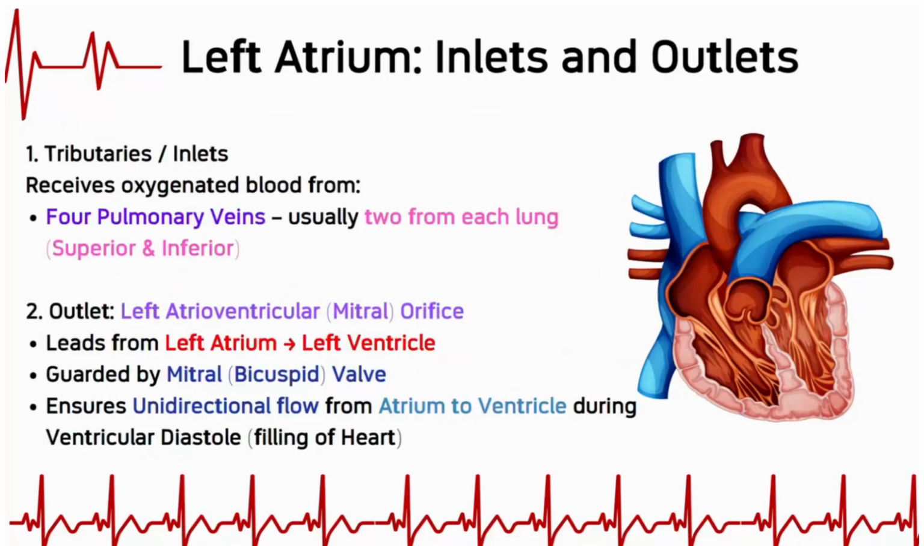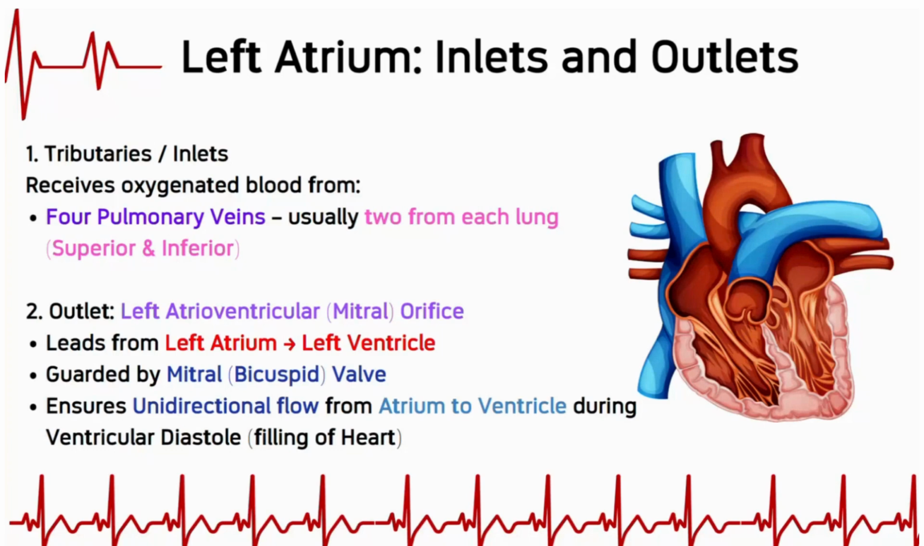Now, let's talk about the left atrium. The left side of the heart deals with oxygenated blood. So the left atrium receives oxygenated blood from 4 pulmonary veins. These are the only veins that carry oxygenated blood. Anything that goes into the heart is a vein. Anything that comes out of a heart is an artery.